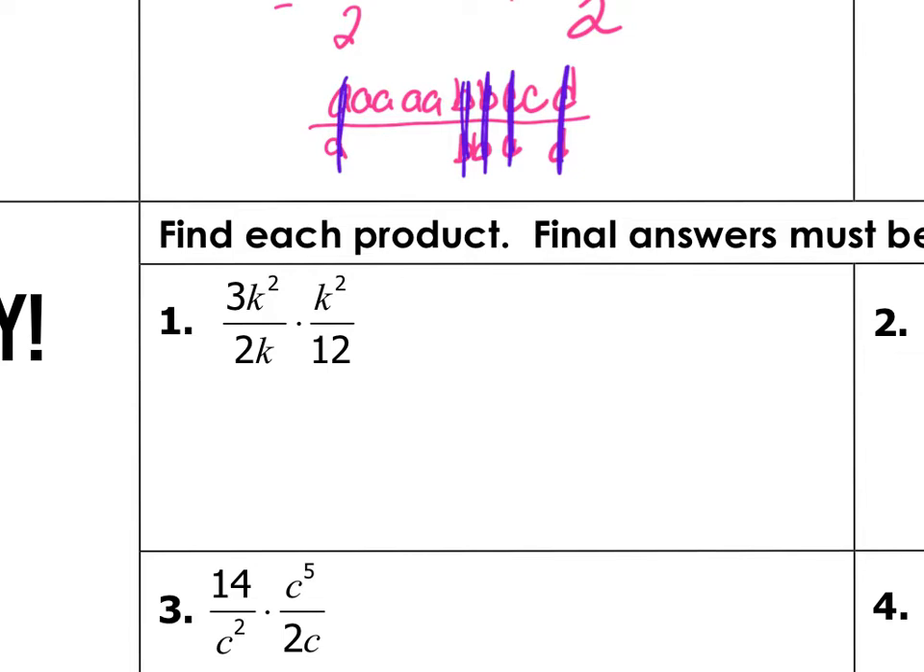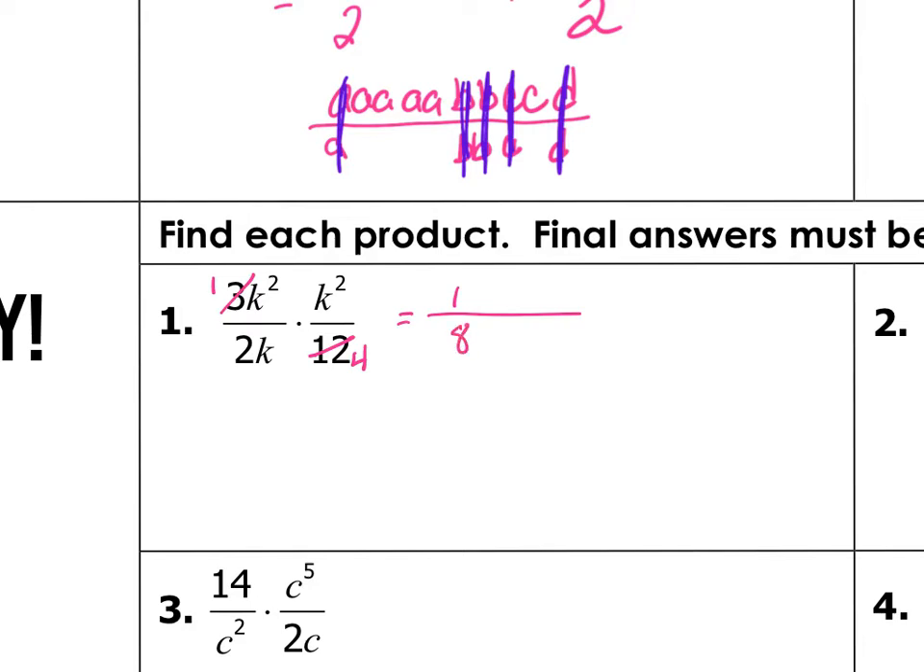So I'm going to do the same thing. I'm going to get rid of as many of the numbers as I can first. So I know that 2 does not go into 3, but 3 goes into 12. So 3 goes into 3 one time and into 12 4 times. So what does that mean? I have numbers on the top. Well, I have 1 on the top. And in the denominator, I've got 2 times 4, which is 8.